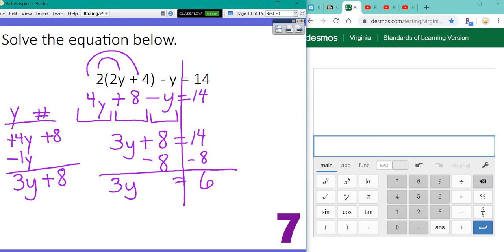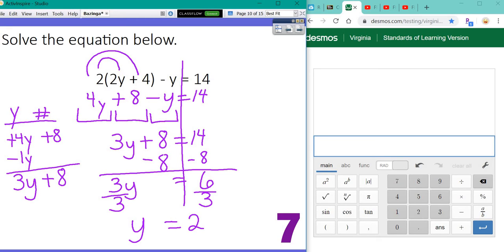Mr. Majors, we'll go ahead and let you be next. What's my next move in solving this? Divided by 3. On both sides. Exactly. That gives you 2. So that gives you y equals 2.